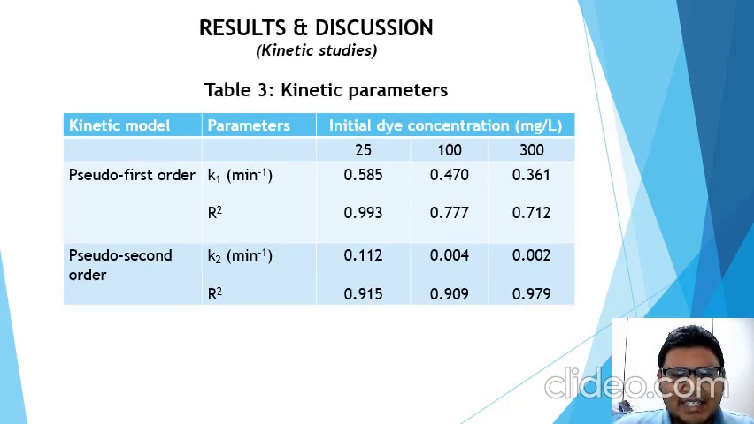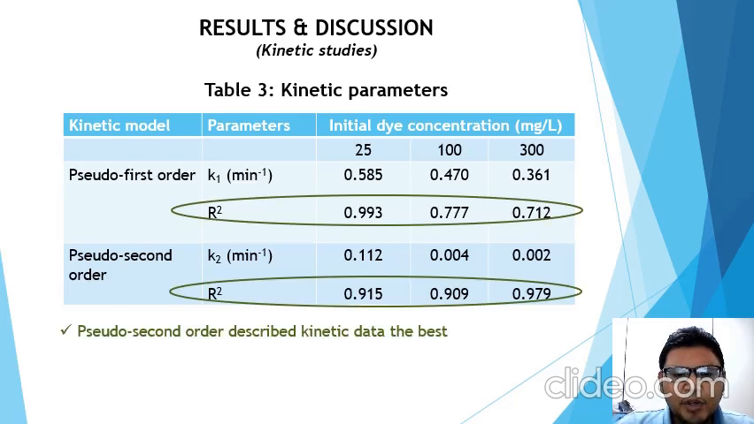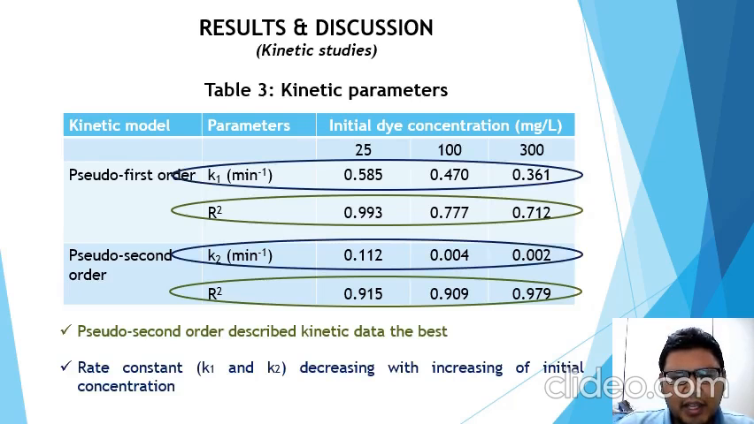For kinetic studies, 2 kinetic models were used, which are pseudo first order and pseudo second order. And from the comparison of the correlation coefficient R-squared, it was found that pseudo second order described the kinetic data the best. It was also found that the rate constants for pseudo first order and pseudo second order decreased with the increasing of the initial concentration.